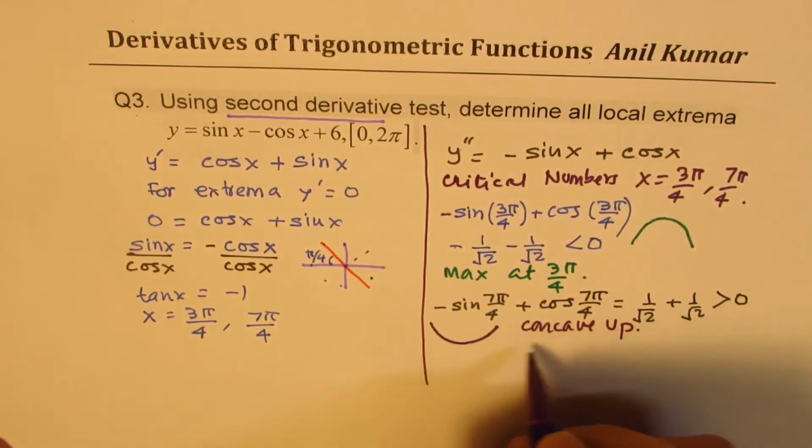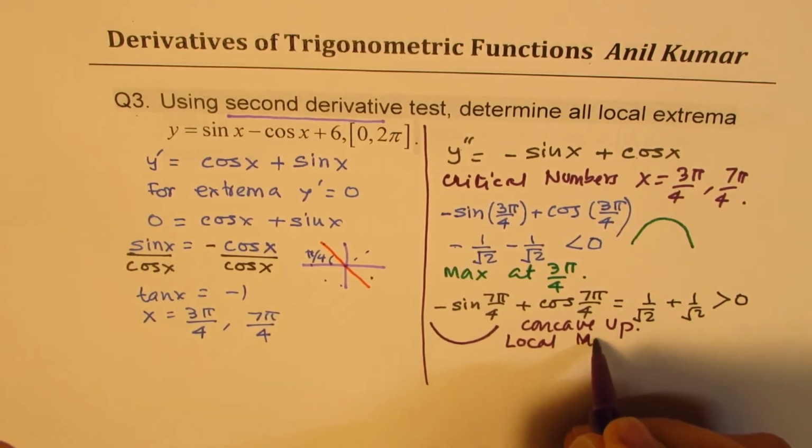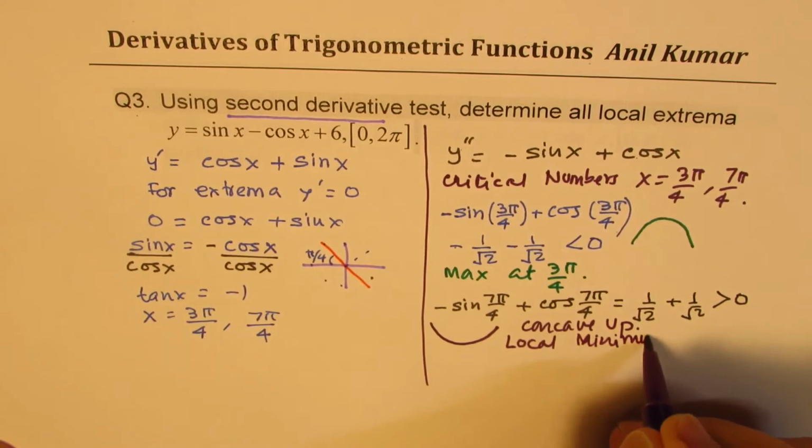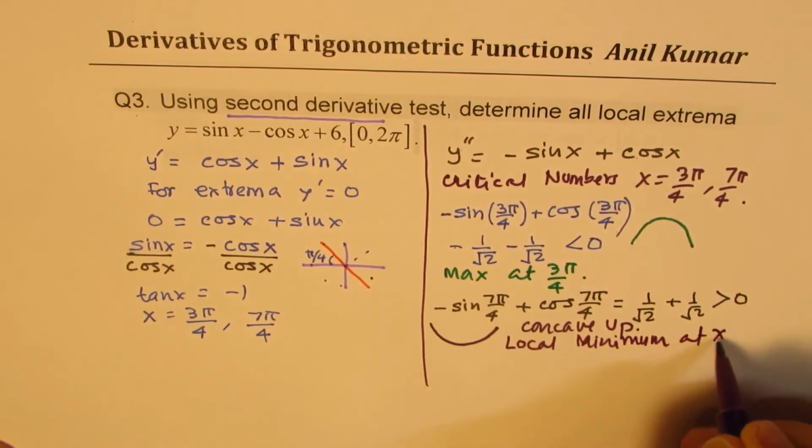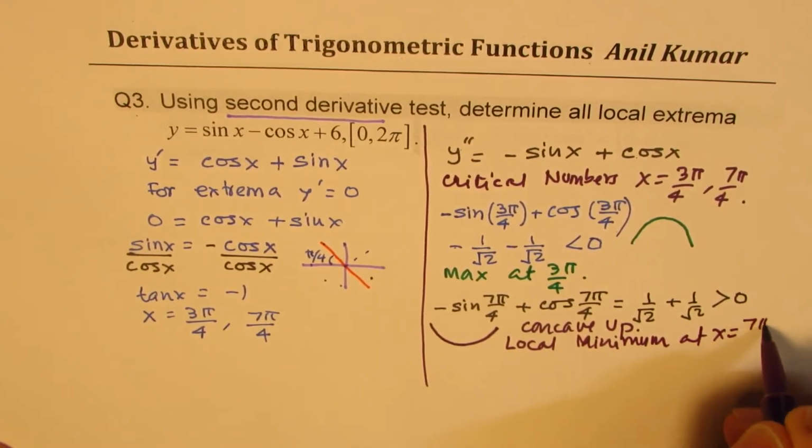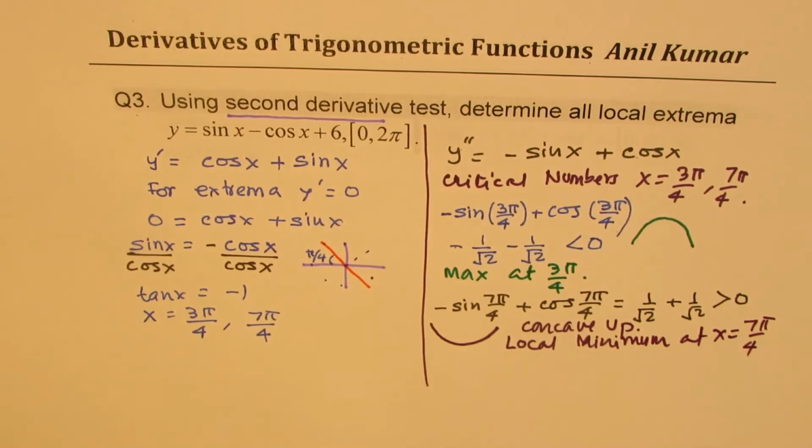So what do we have here? We have a local minimum, right? So at x equals 7 pi by 4. Is that clear to you? So that is how you are going to solve and explain your answer for question number 3. So I hope the concept is absolutely clear. Let's move on and take up question number 4 now.